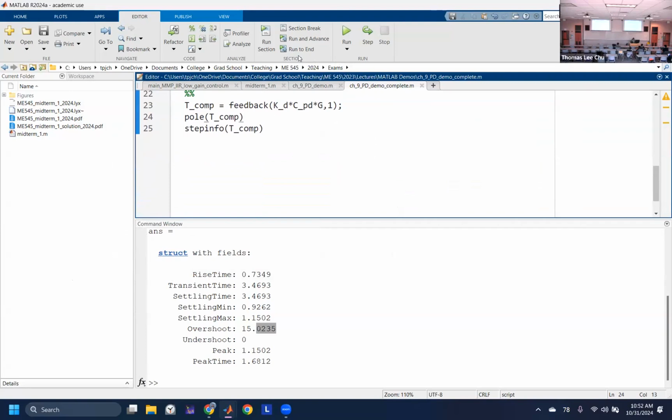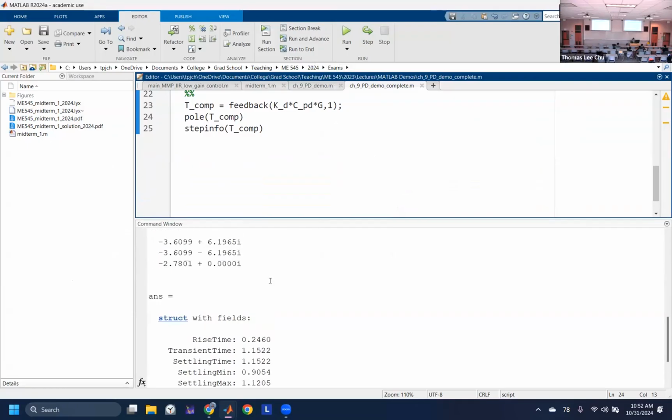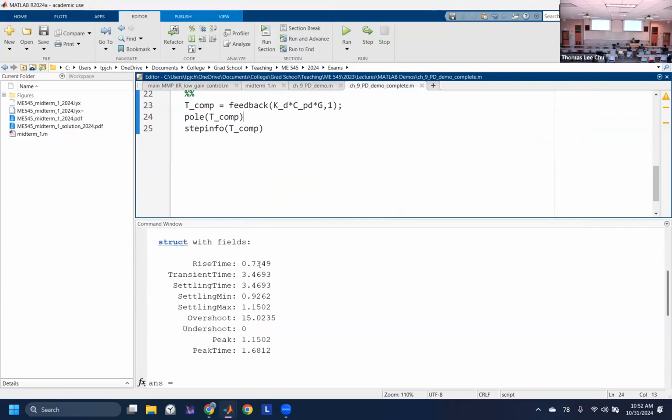So what we're going to do is run stepinfo and check the settling time. We're trying to do a 3 times reduction in our transient time, or our settling time, which is 3.4. And if we look at our settling time here, it's 1.1. So we're actually still good.